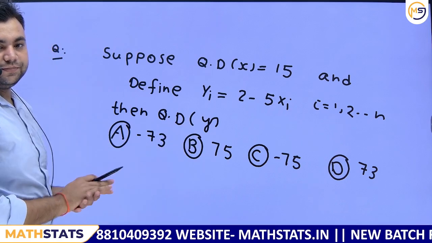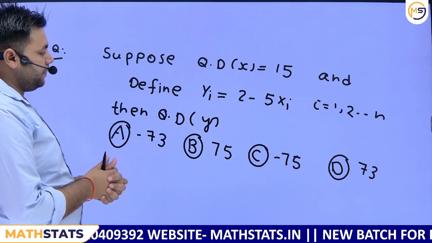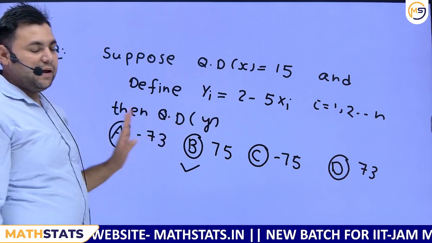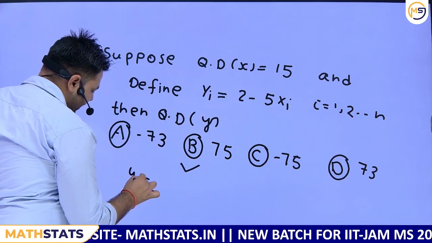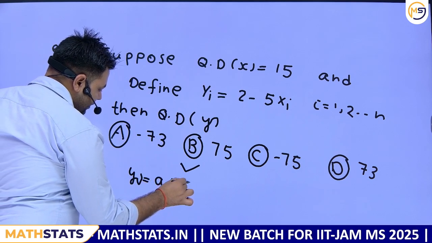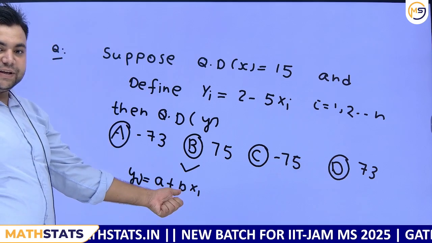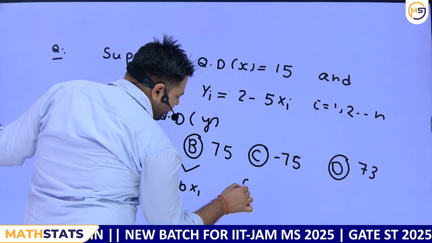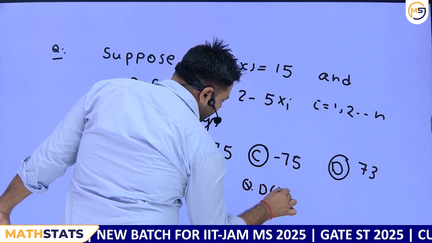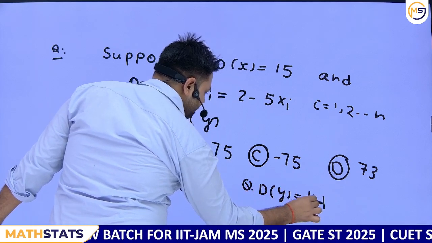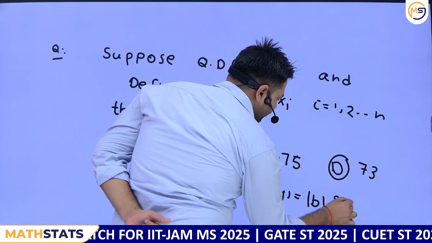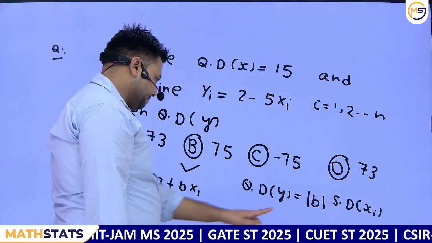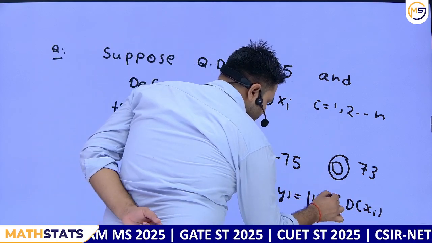What is the answer of this question? Option B, 75. So you can easily apply the formula. If yi equal to a plus bxi, this b is a real number, negative or positive. So your QD of y equal to mod of b times QD of xi.